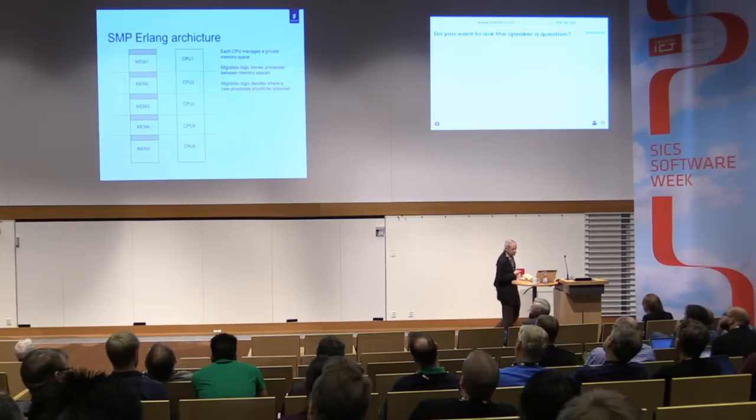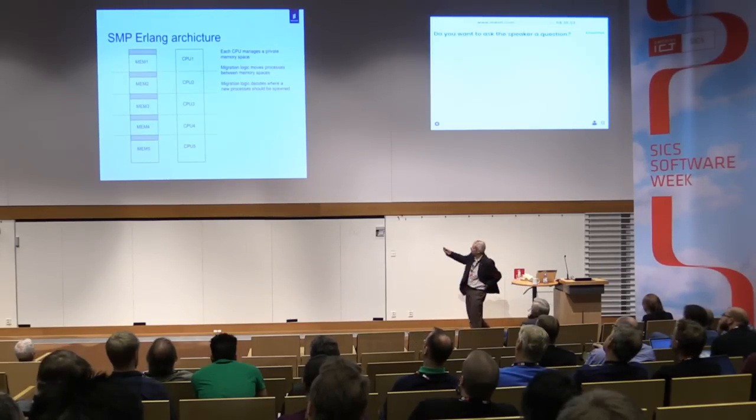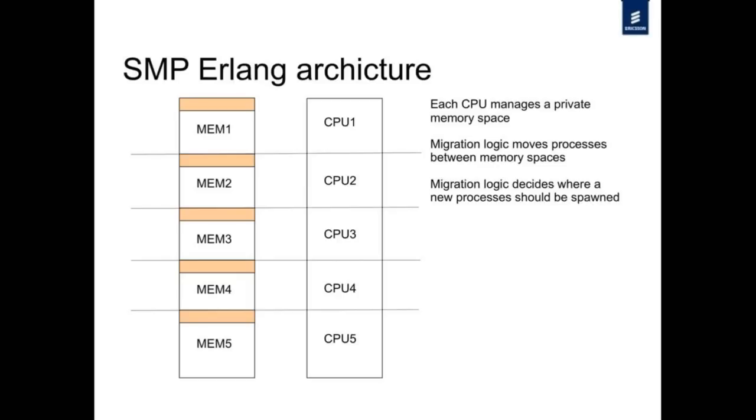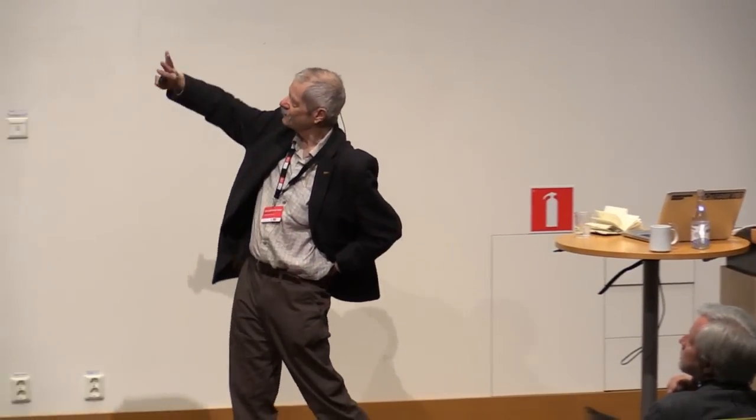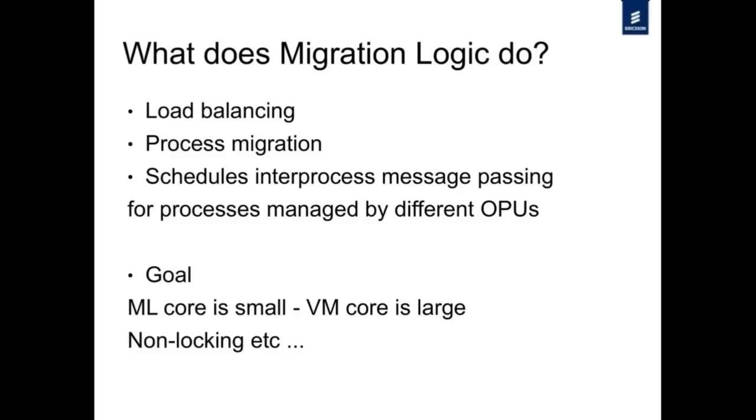Right. So Erlang is just, here's some CPUs, 5 CPUs. Each one's got its own memory. And these little colored regions, they're the shared memory. And then there's some sort of tree of locks and things. I won't bore you with the details, but they're kind of complicated. So what does this migration logic do? It does load balancing, process migration, schedules inter-process message passing. And the goal of all of that is to make a small core that can move things around, and that it's non-locking as much as is possible.